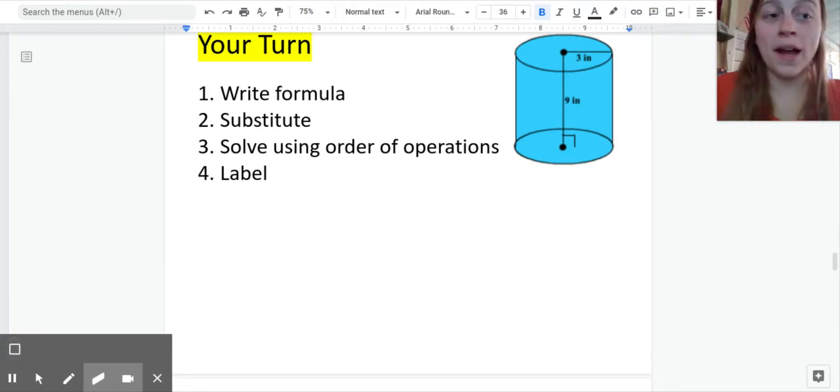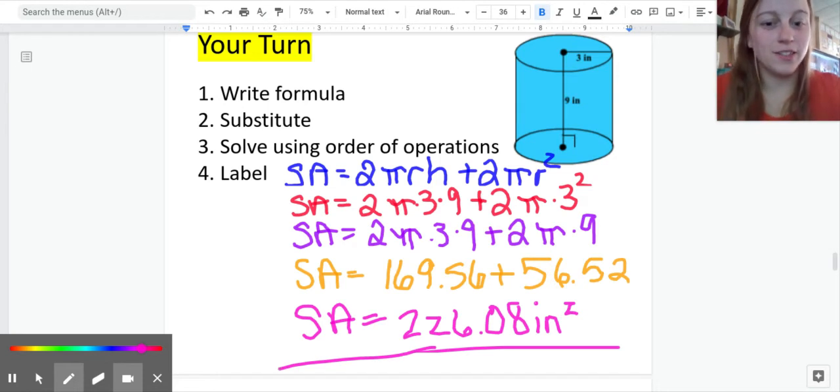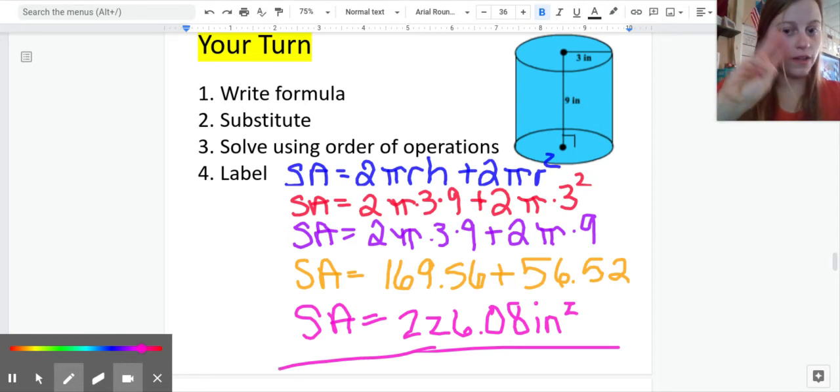And here's the correct answer to your you try. Alrighty, so our final answer is 226.08 inches squared. I am looking for, did you show the formula? Did you substitute? Did you solve? And did you label? Those 4 steps are pretty important here.